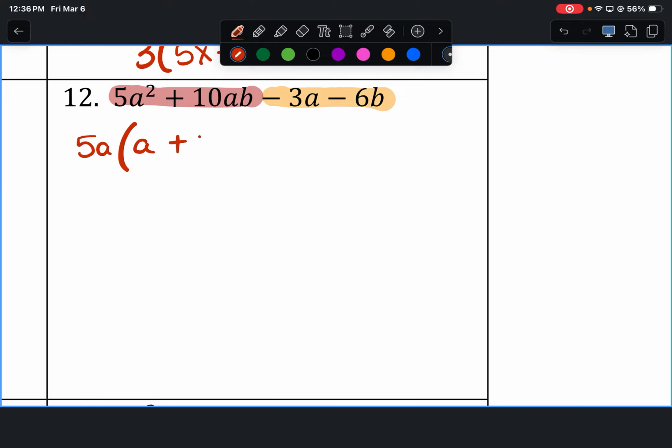Plus 5B. 2b. Okay. From here, what is our greatest common factor of the second half? Which leaves us with? A plus 2b. Okay, finish that problem.